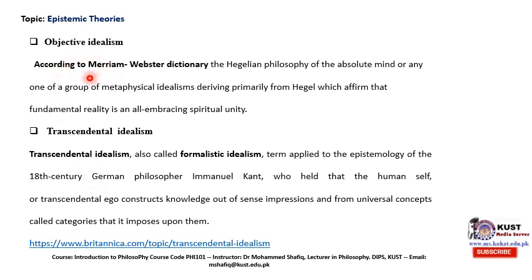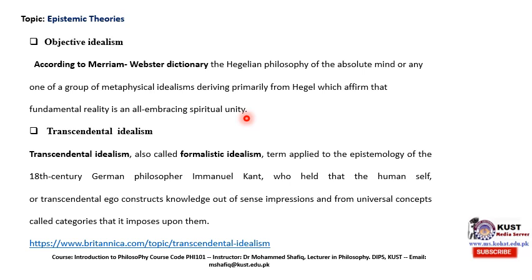Next to it, we have objective idealism. According to the Merriam-Webster dictionary, it is the Hegelian philosophy of the absolute mind, or any one of the group of metaphysical idealisms deriving primarily from Hegel, which affirms that fundamental reality is an all-embracing spiritual unity. Students, it is a really difficult philosophy, and honestly speaking, it's not included in your course contents, but as a type, I tell you briefly that absolute idealism refers to the philosophy of Hegel, in which there is a concept of absolute mind. The absolute mind is knowing itself through those finite minds.